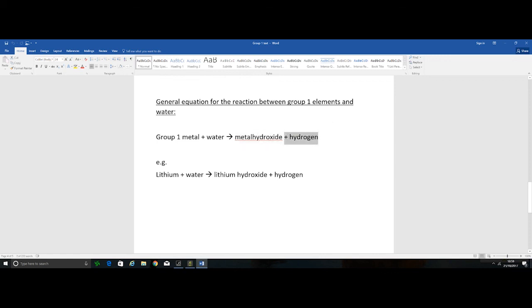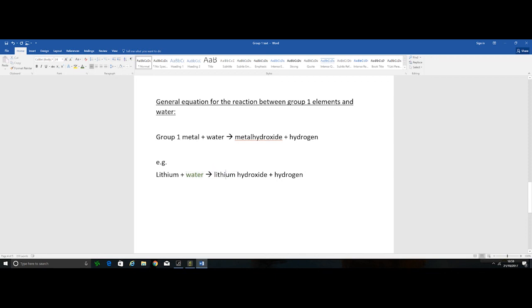So for example, my group 1 metal is lithium. I'm adding it to water. It's going to make lithium hydroxide, and it's going to give off hydrogen gas. Now this one here, this is the water. If you remember, the water is neutral pH, so when you add the universal indicator in, the water would be green. So let's give it a green color, why not?